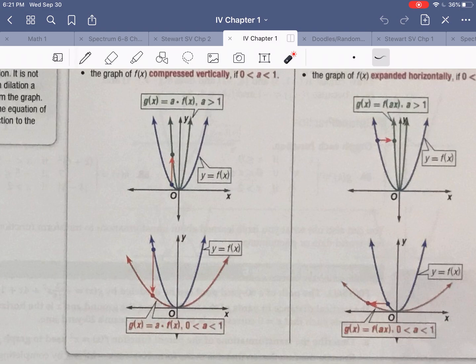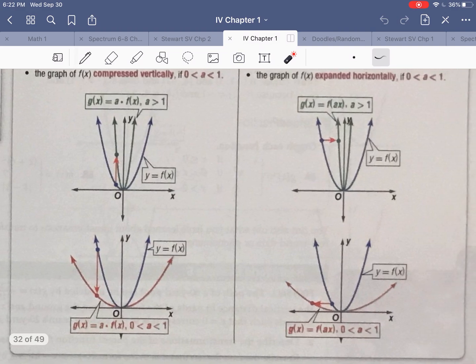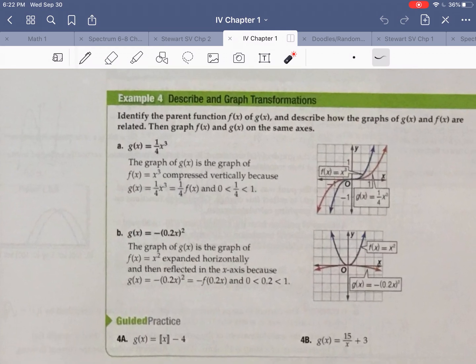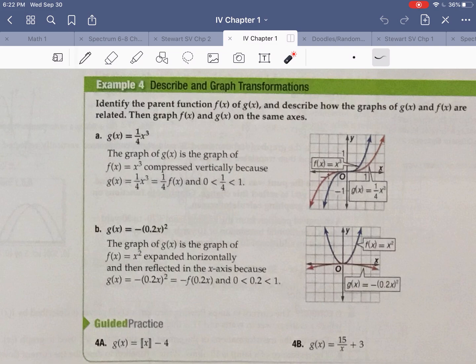Now, it's the exact opposite when you've got a number inside the parentheses. Generally speaking. But that is not at all what I would have expected. Weird. Moving on. We'll come back to that if we need to. Oh, yeah, so both of these are flipped and squished.